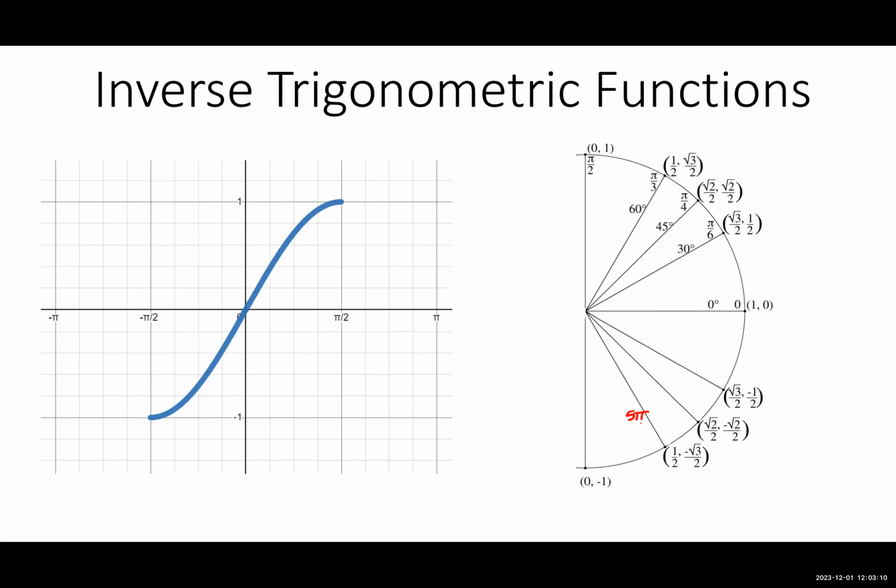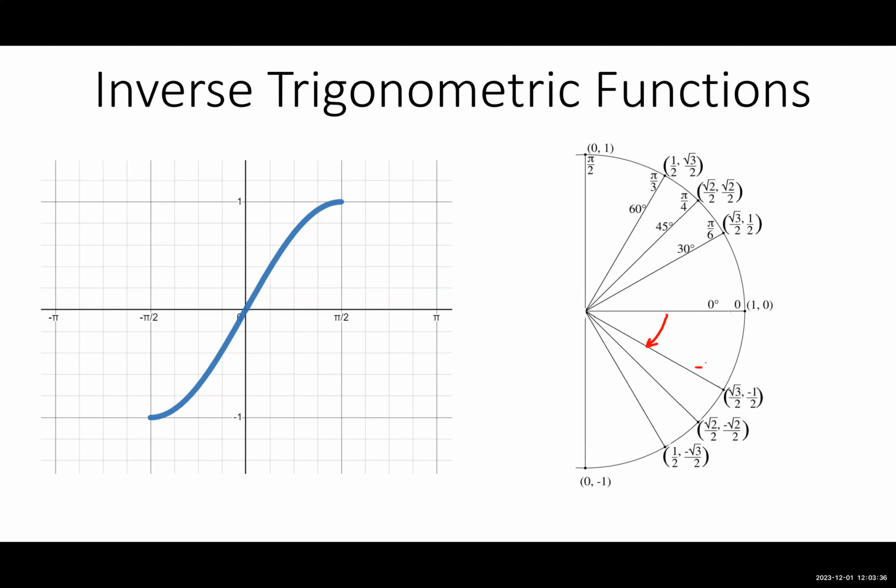Five pi over 3, 7 pi over 4, 11 pi over 6, right? But we're not going to look at those positive angles, because to get those positive angles, we have to wrap around the other side of the unit circle, but that other side doesn't exist right now, right? So we have to look at now negative angles.